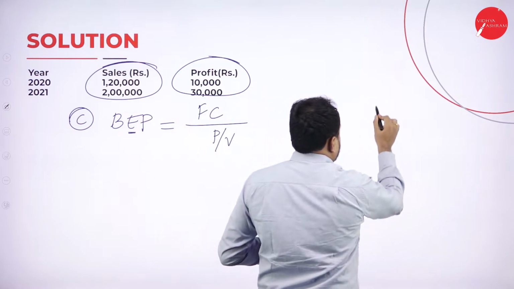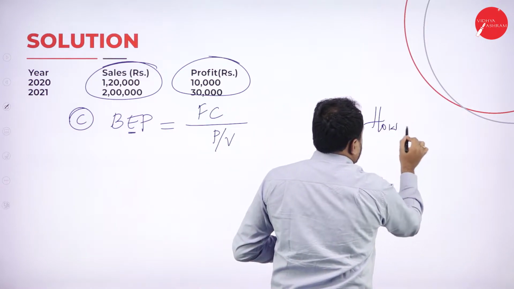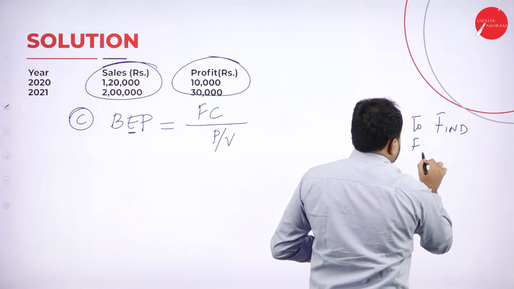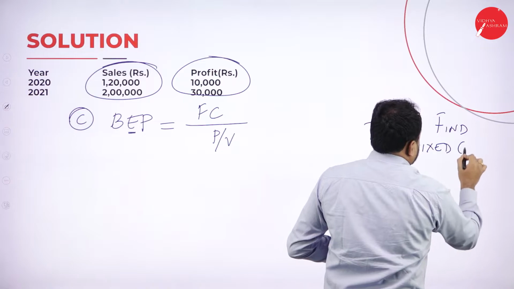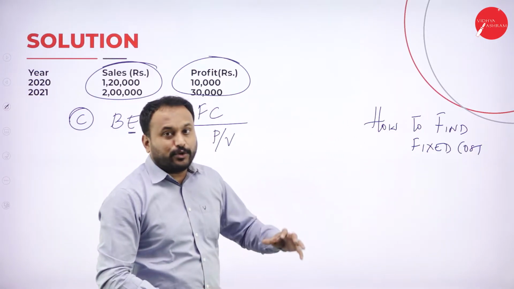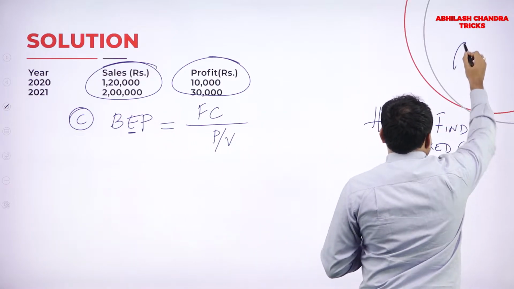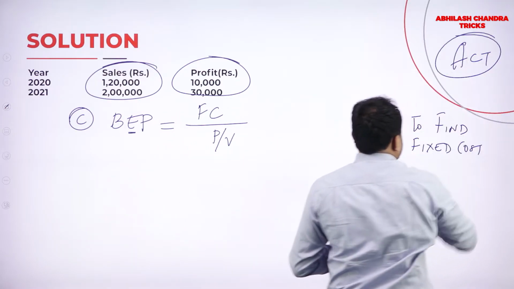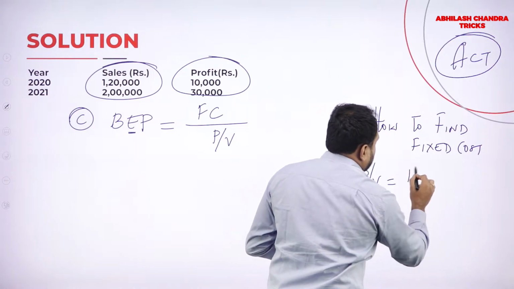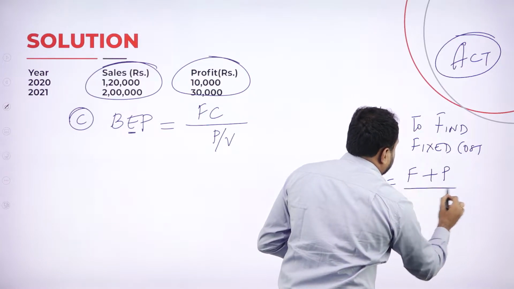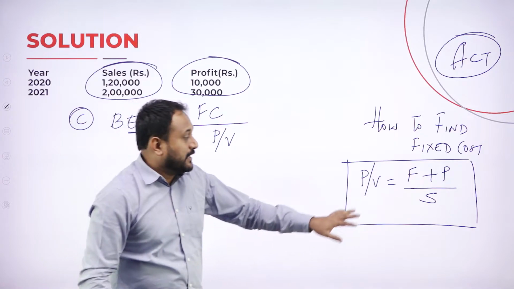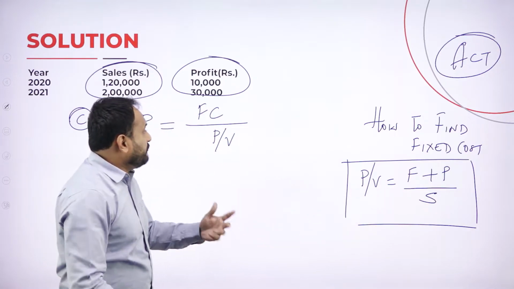Here I'll write how to find fixed cost. Now whenever you feel that how to find this, always go with this. This is called as the ACT, Abhilash Chandra Tricks. That is PV is equal to F plus P divided by S. This is always a formula which you are supposed to remember. Never forget this formula.